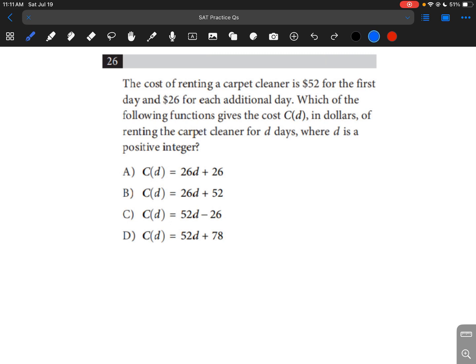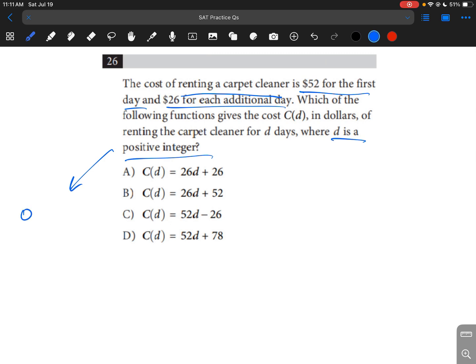So for this question, it's asking you to recreate the scenario of renting a carpet cleaner for $52 on one day and $26 for every additional day. Now the trick here is it's saying where d is a positive integer. And what you need to know is that 0 is not a positive integer.